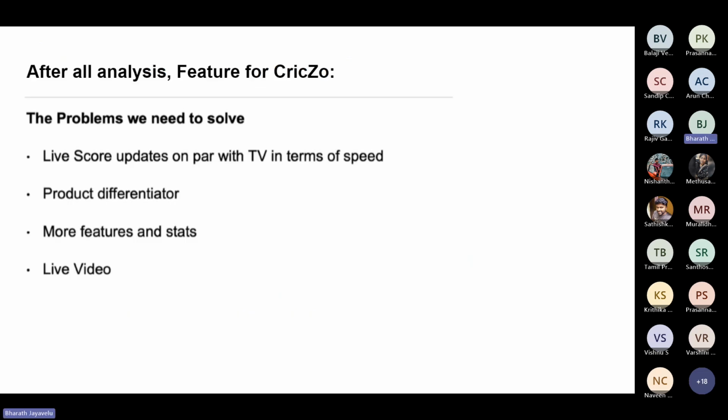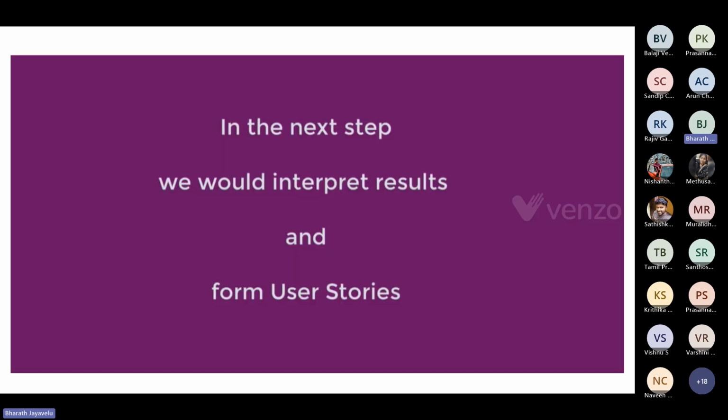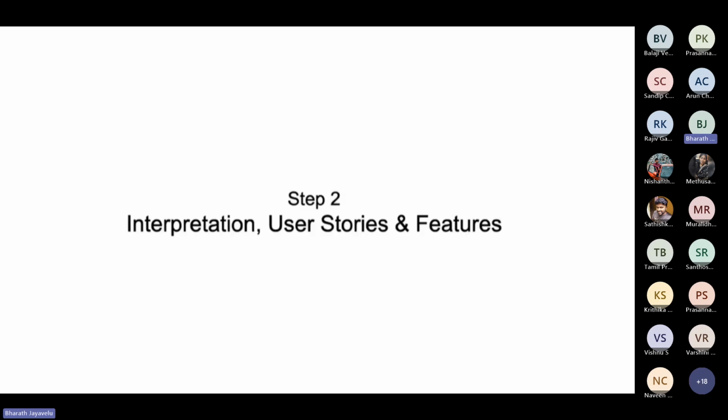After analyzing these features, we get to know that we need live score updates on par with the TV in terms of speed, a product differentiator, and more features, stats, and live videos. These are the outputs after analyzing all three dimensions: internal research, outsourced research, and competitive analysis. In the next step, we are going to check how we can convert all this information into user stories, and whether it is all useful to build a mobile application or not. Step two is user stories and features.